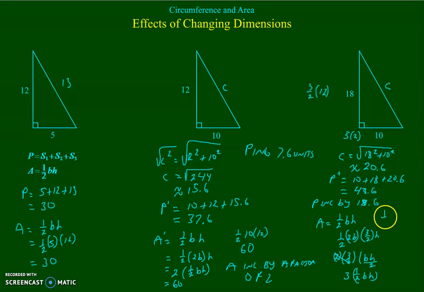So 1/2 times 10 times 18 is 90. And yes, in fact, 90 is 3 times the area here. And we would say area increased by a factor of 3.